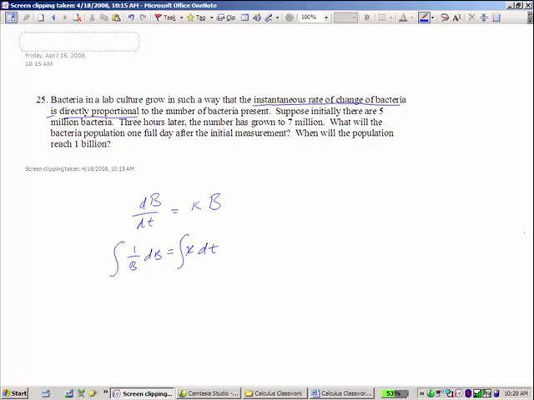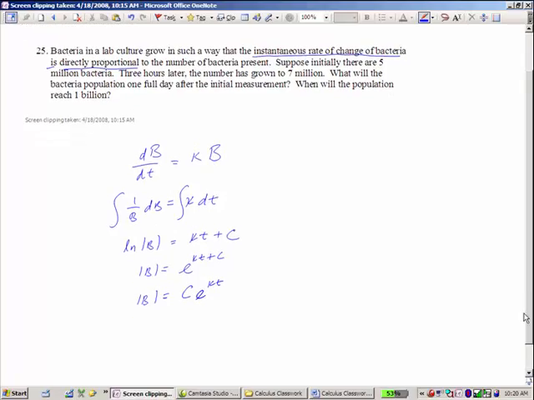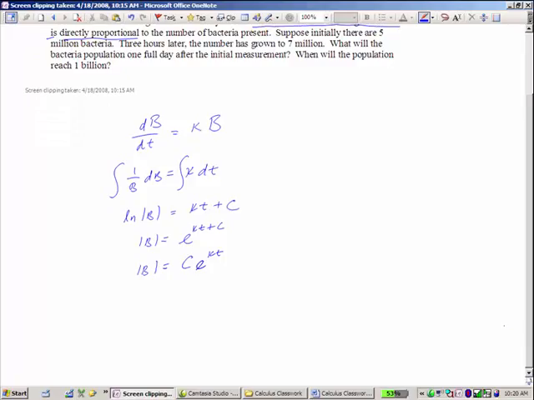Integrate both sides. The 1 over b, natural log of the absolute value of b, plus c, but I'm actually going to save that over on this side, kt plus c. This translates to the absolute value of b equals e to the kt plus c, which after a little bit of algebra actually ends up being c e to the kt. You said it's okay if we just skip that absolute value for that. No. I mean, that middle step.